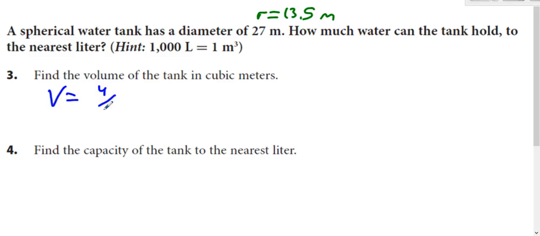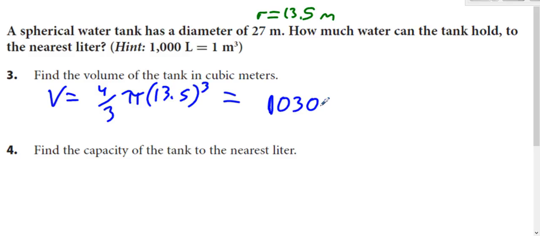Volume equals 4/3 pi r cubed, radius cubed. Multiply that out, use 3.14 for pi. You get 10,300.77 cubic meters.